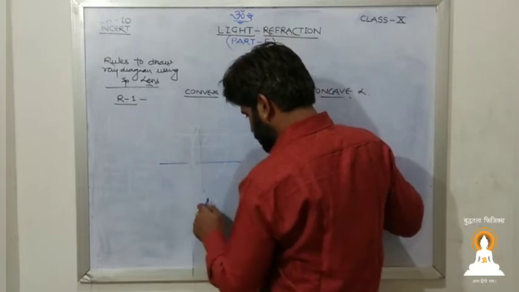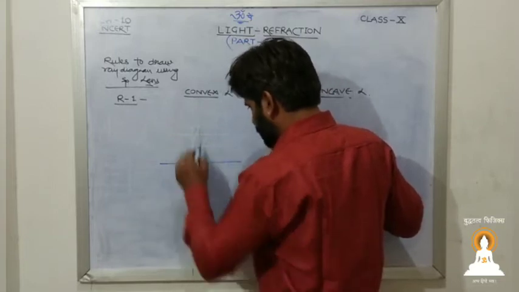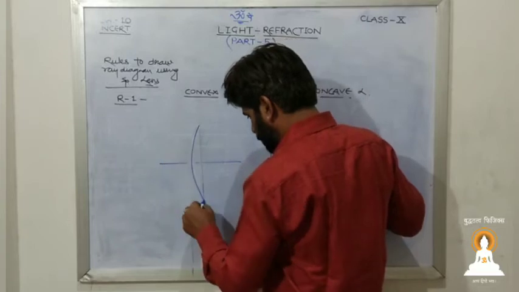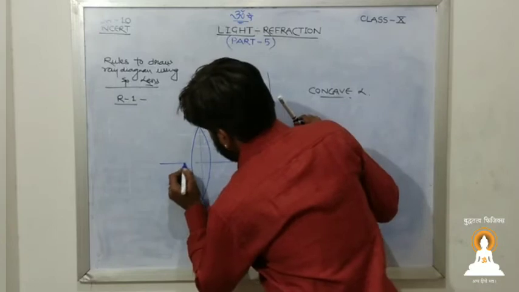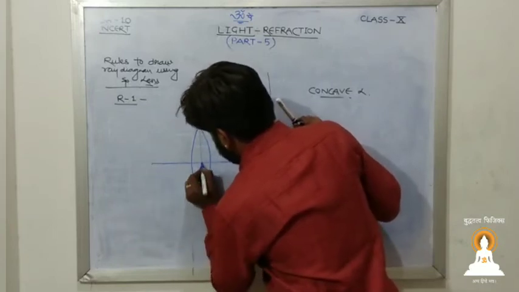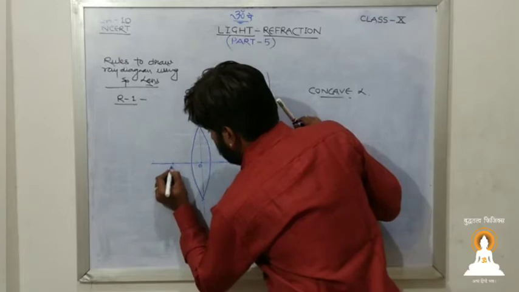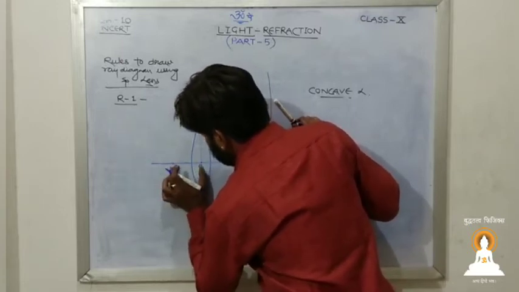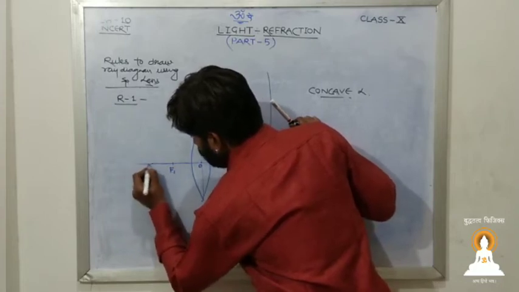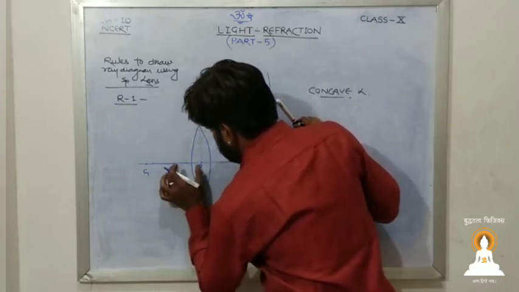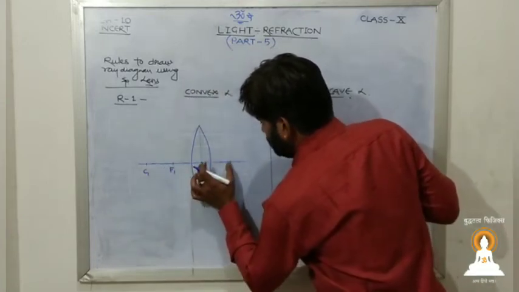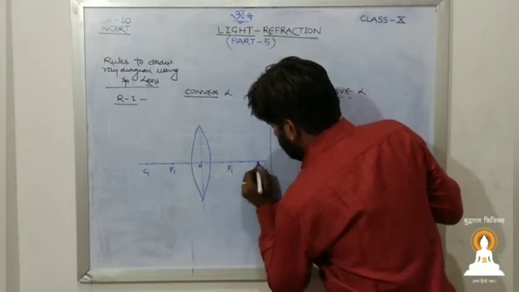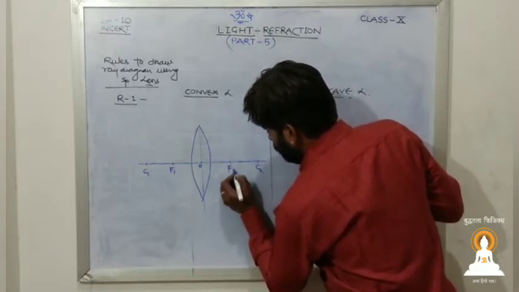This much and this much, up to here. So this is the convex lens, point O, the optical center. This is F1, and at equal distance we will have C1. Sorry, this is F2 and this is C2, at equal distance.